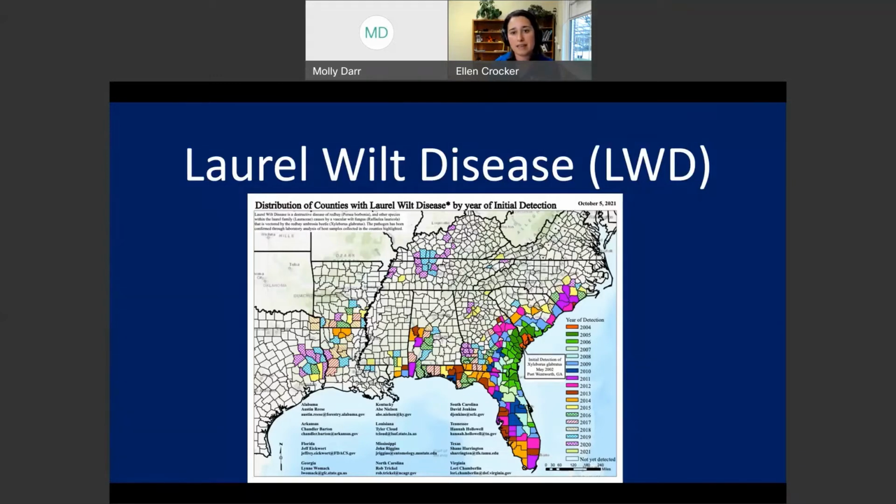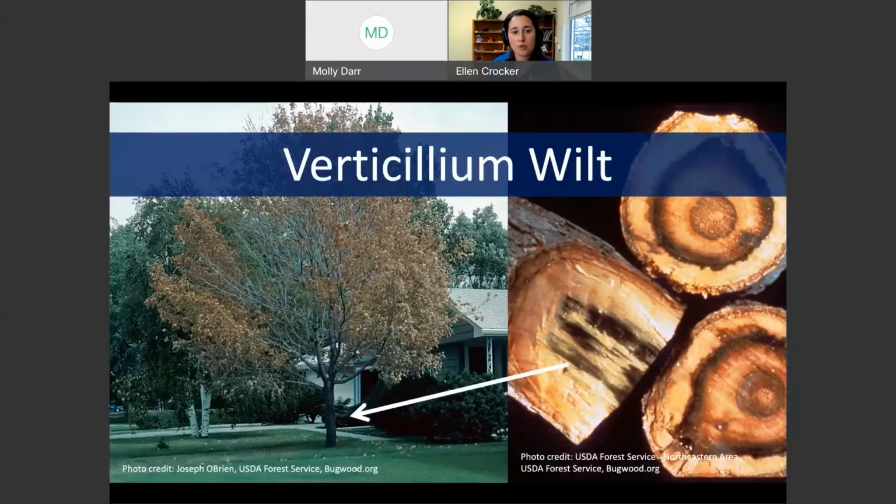But it is definitely sad to go to stands in our area where we have very large sassafras. We have some big sassafras trees, and to see 20, 25-inch diameter trees that have been killed by laurel wilt disease is a sad thing. So another wilt that is very common in our landscape settings would be verticillium wilt.